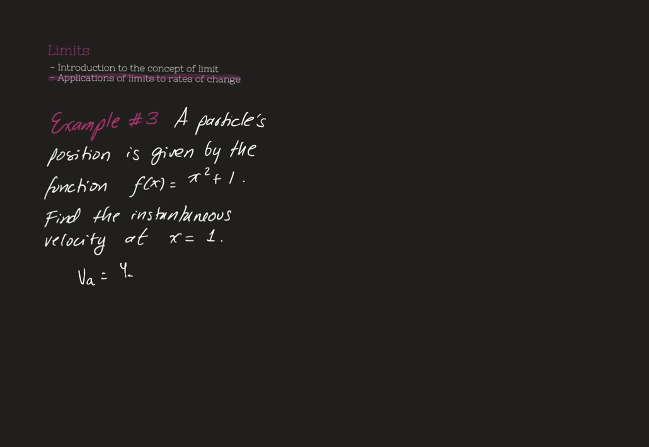as y2 minus y1 divided by x2 minus x1. In this case, y2 is going to be the function evaluated at x2, and y1 is the function evaluated at x1, over x2 minus x1.